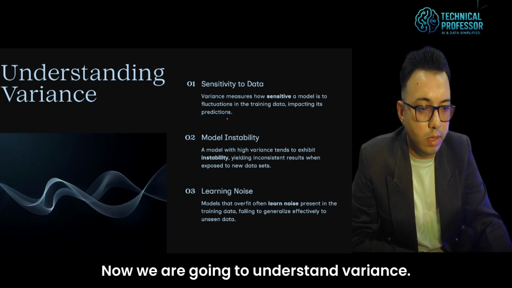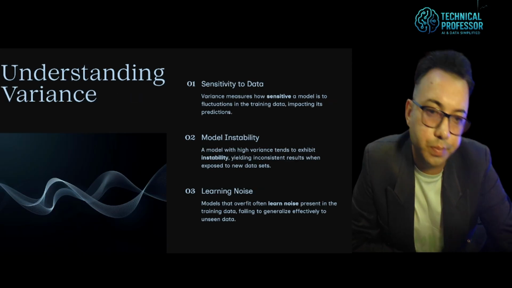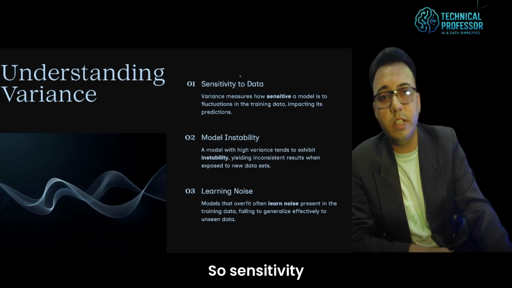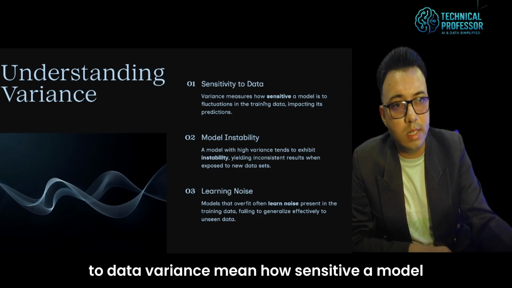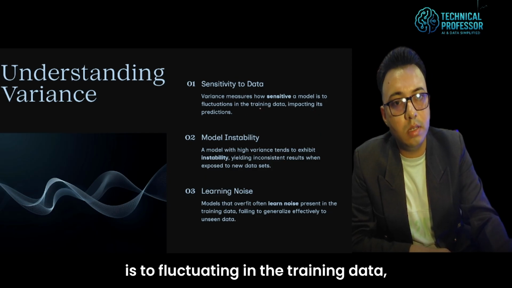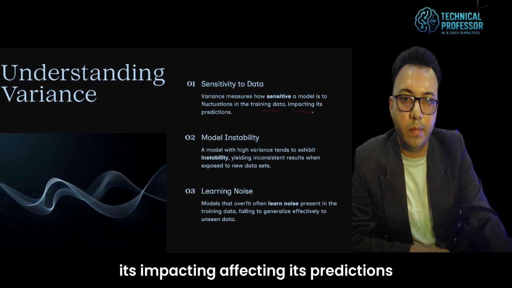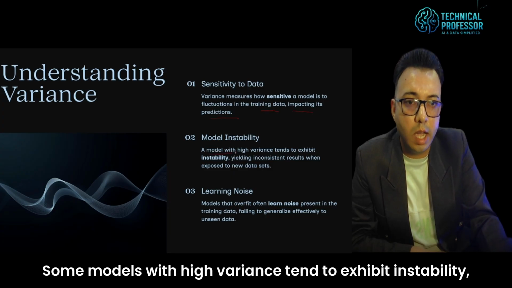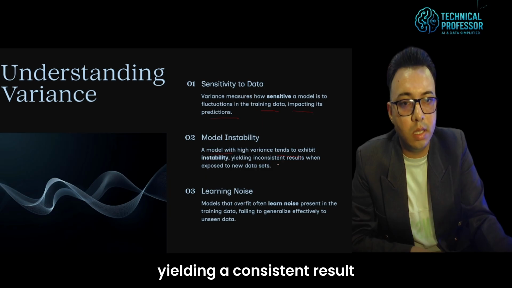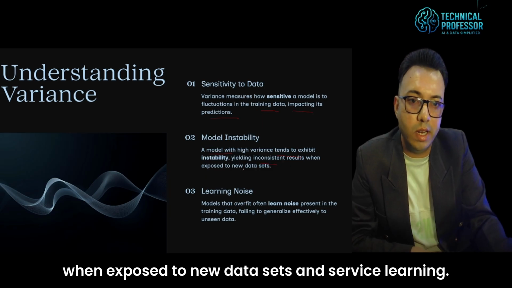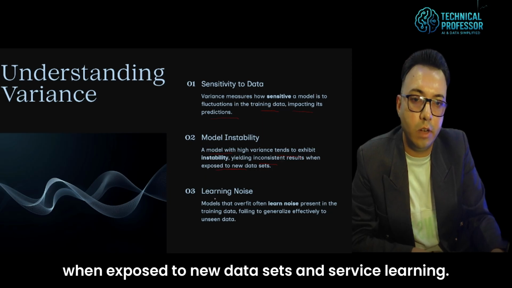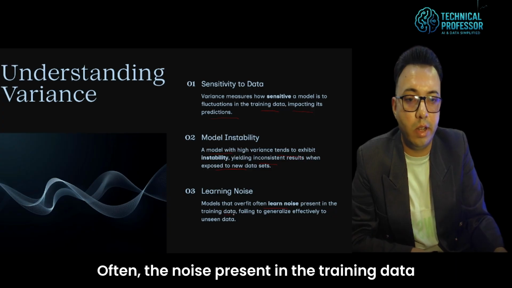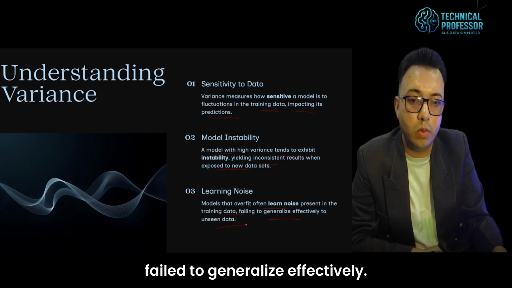Now we are going to understand variance. So, sensitivity to data. Variance means how sensitive a model is to fluctuations in the training data, impacting its predictions. And the second one is model instability. A model with high variance tends to exhibit instability, yielding inconsistent results when exposed to new data sets. And the third one is learning noise. Overfit models often learn noise present in the training data and fail to generalize effectively to unseen data.